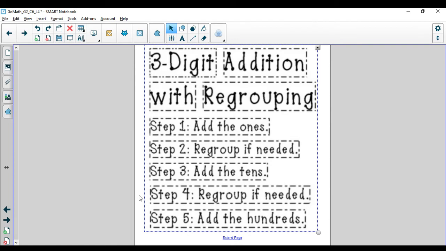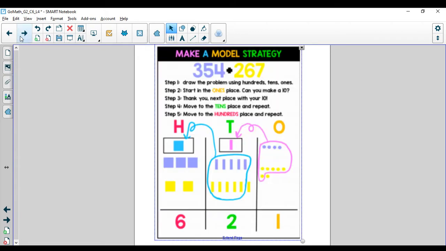Step 4, regroup if needed. So now if our tens column adds up to more than 9, so 10 or more, we regroup that group of 10 tens to the hundreds. Just like we did with the ones to tens, we're now doing it from the tens to hundreds. And finally, we add our hundreds. So let's look at what that looks like with a model.